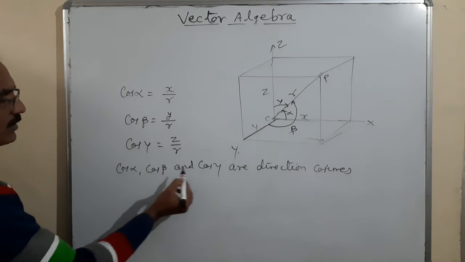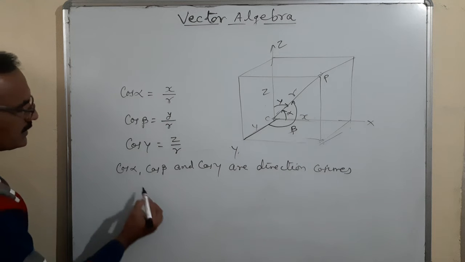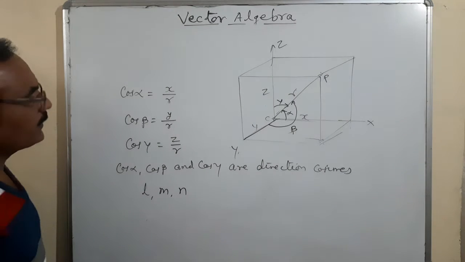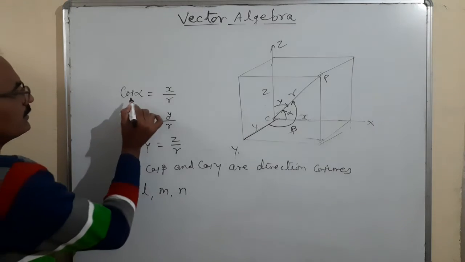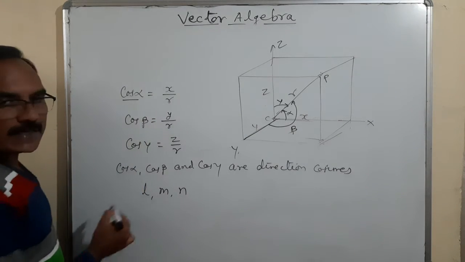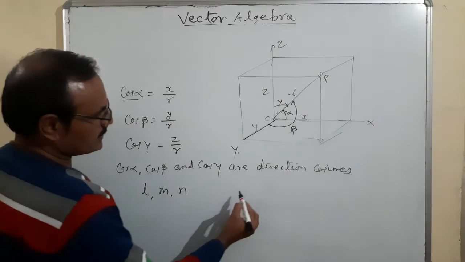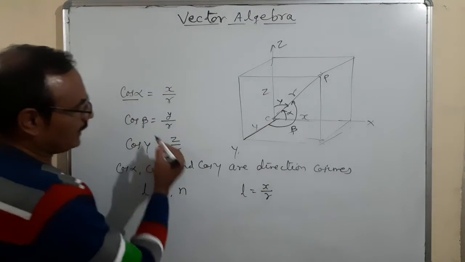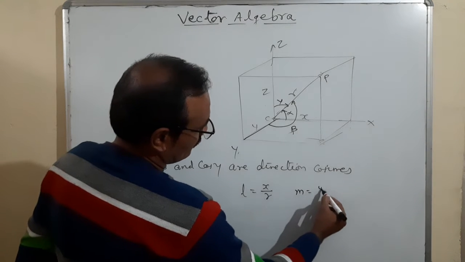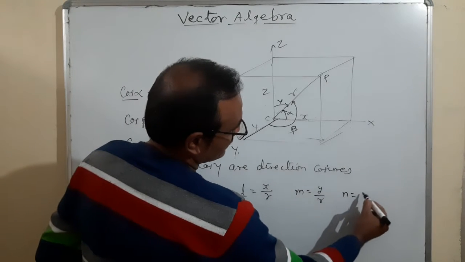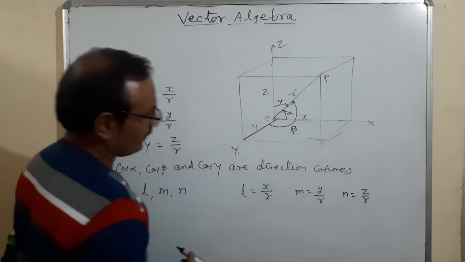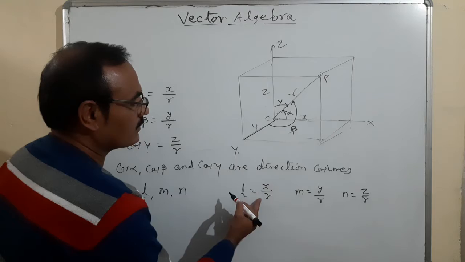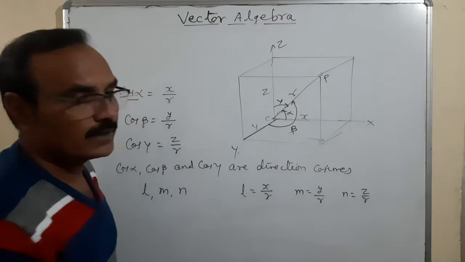And these cos alpha, cos beta and cos gamma can be expressed in the form of small l, m and n. Okay, so now suppose cos alpha is equal to l, the direction cosine. So l is equal to x upon r, m is equal to y upon r and n is equal to z upon r.